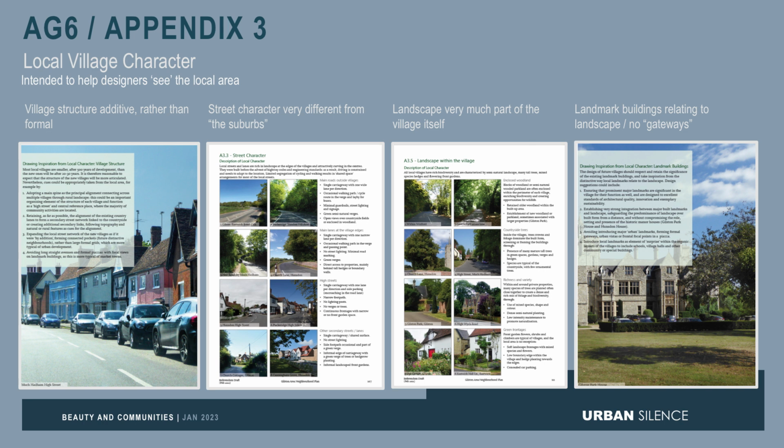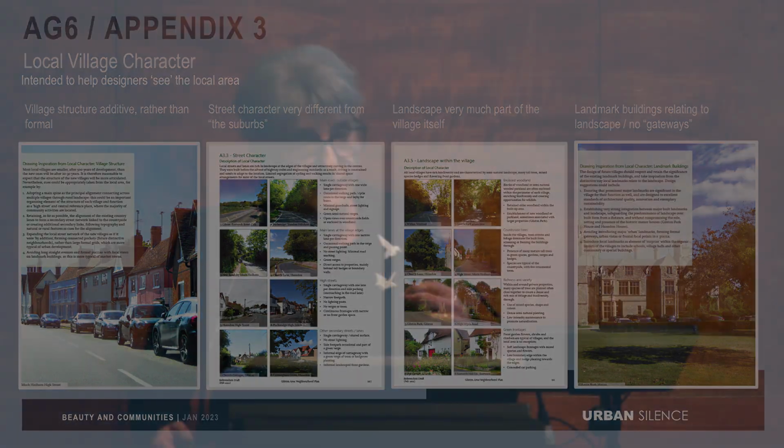So how the structure of a village takes place, what is the street character, and how is it different from the suburbs, how the landscape is part of the village or part of the built environment itself, how landmark buildings sit in the landscape, or sit in the built form. So all of these elements are the foundation of a potential design code.